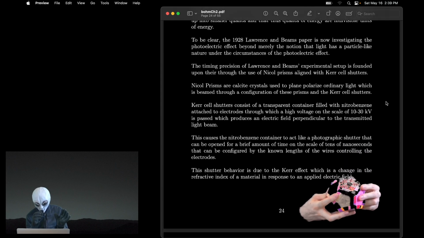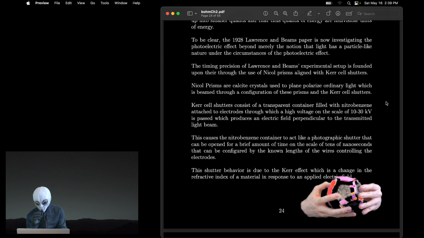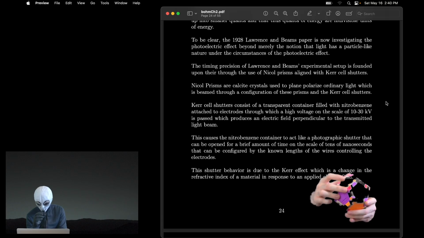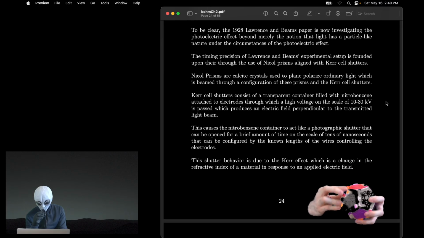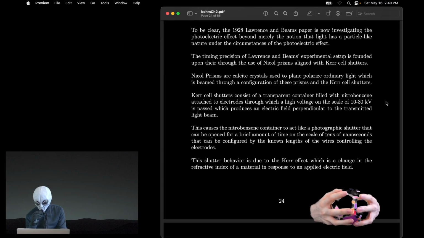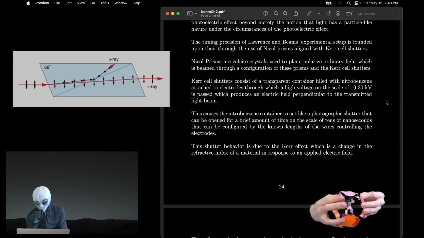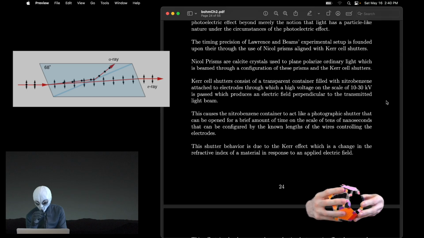To be clear, the 1928 Lorentz and Beams paper is now investigating the photoelectric effect beyond merely the notion that light has a particle-like nature under the circumstances of the photoelectric effect. The time precision of Lorentz and Beams' experimental setup is founded upon their use of nickel prisms aligned with cell shutters. Nickel prisms are calcite crystals used to plane polarize ordinary light, which is beamed through a configuration of these prisms on the cell shutters.